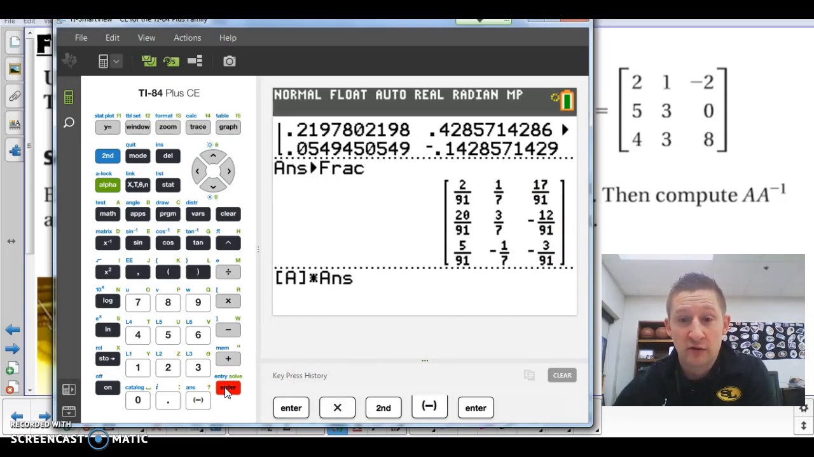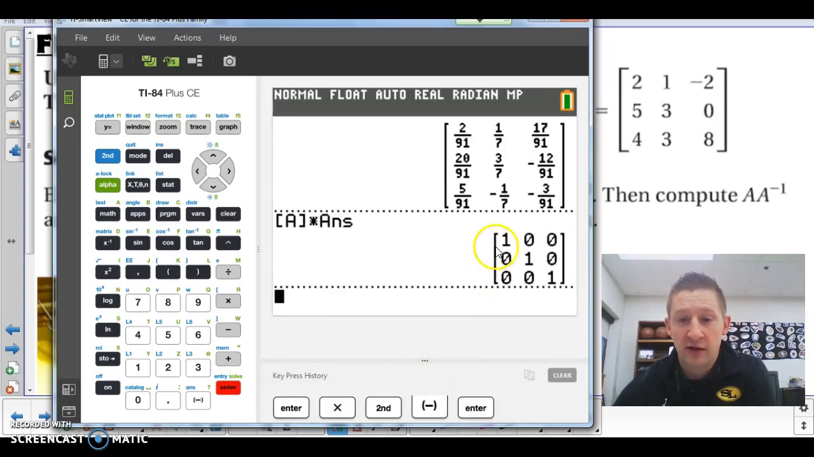Cross your fingers, wait for it. Hey, look at that. 1's on the main diagonal, 0's elsewhere. So that's a pretty cool deal. If you would have done this in the other order, the previous answer times matrix B, we would have got the same thing because they're inverse matrices. Okay, so that's finding an inverse of a 3 by 3.